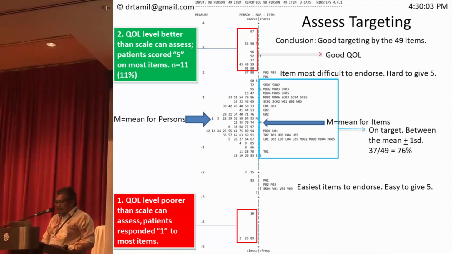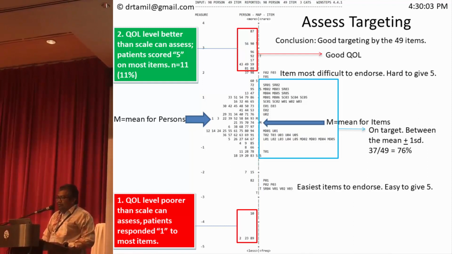So you can see here, there are people whose quality of life is very good. They answer 5 for everything, to the extent that even their level of quality of life is better than what the questions can measure. So what happened here? If this is a new questionnaire, we will ask them to come up with questions that can even measure the best quality of life.